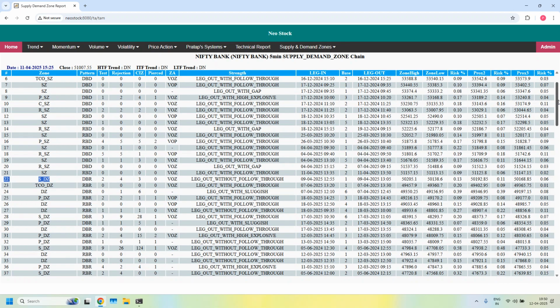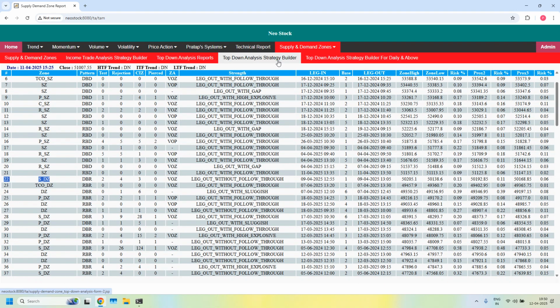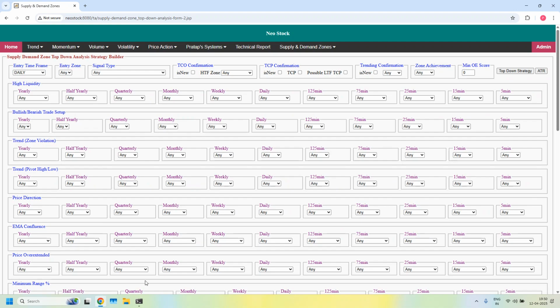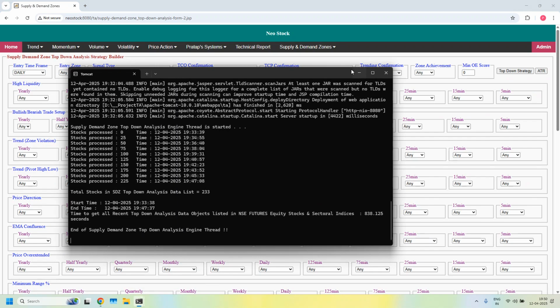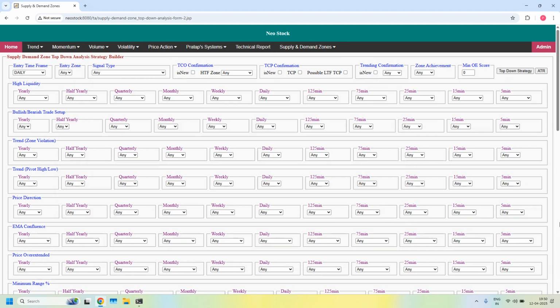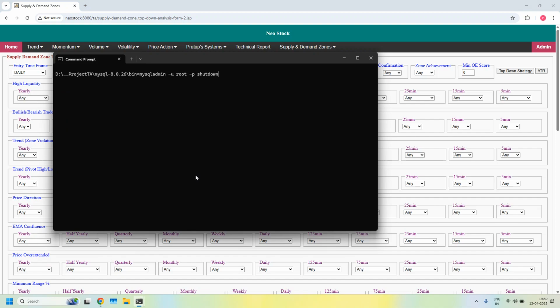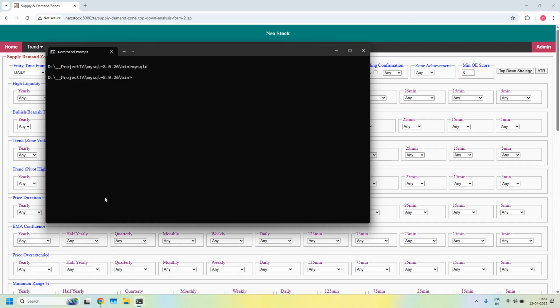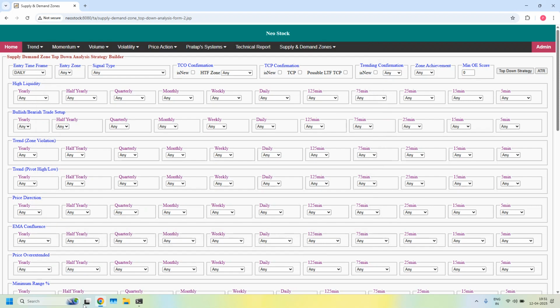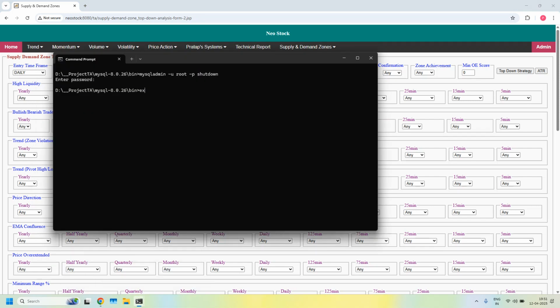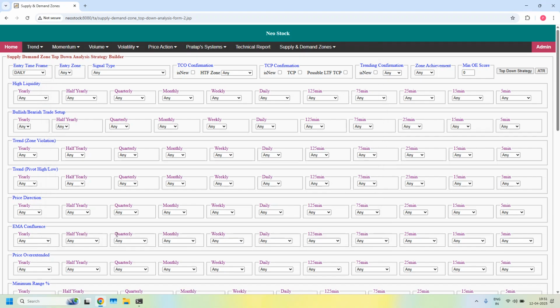Next we will look into finding the stocks near demand and supply zones, because this is also the end of the week at the weekly time frame. I will also generate a few additional reports. Before that, let me check my top-down analysis process. Yes, it is completed. Good. Because it is completed, let me free some memory by shutting down my database server. Okay, fine.